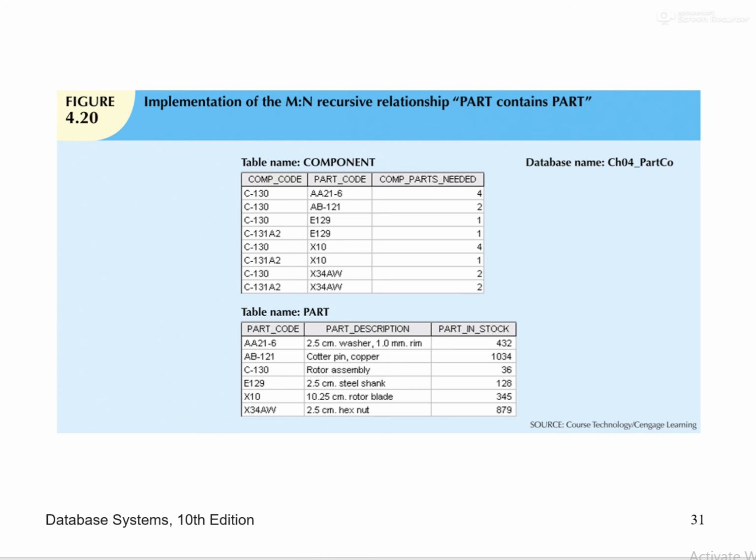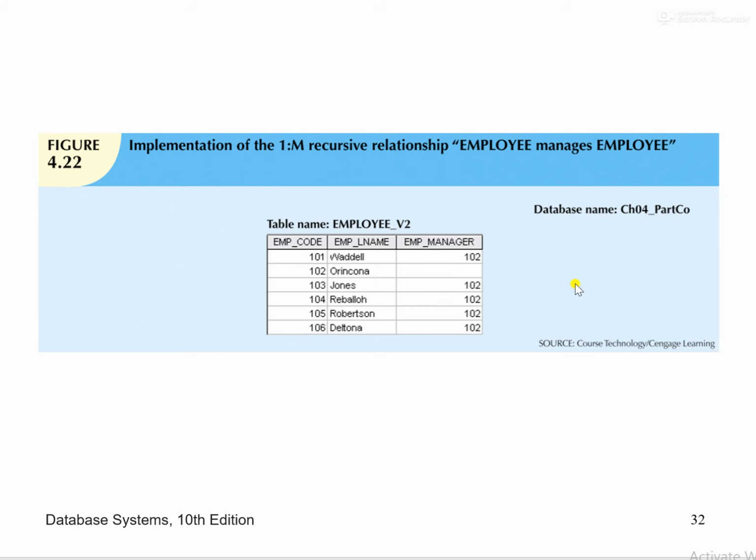Okay, here is an example of a unary relationship, that is a one to many relationship, like one employee manages many employees. So this can be implemented with a single table. Here we have employee code and employee manager, like employee 101, who is the manager of this employee, 102, okay, and so on. But employee 102 does not have any manager, he is the manager by himself, so the employee manager field is empty for this particular employee.